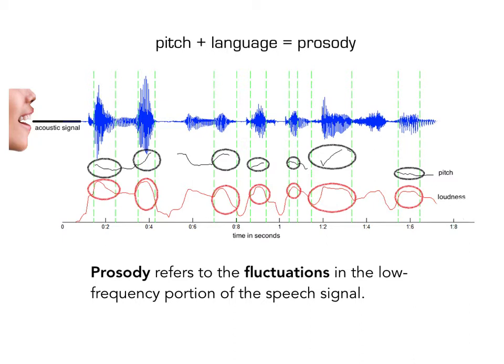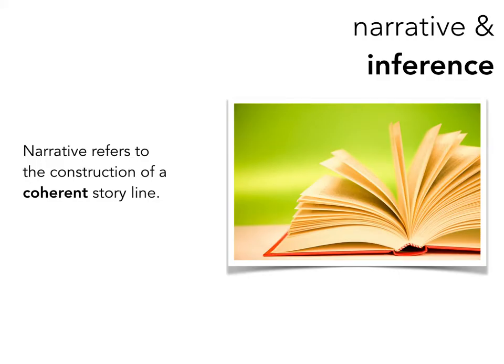Moreover, lesions to the right hemisphere, in the right frontal cortex in particular, can lead to a complete lack of prosody, similar to monotonous voices of salespeople on the phone. So the right hemisphere is really about this more global understanding of language. Related to that, narrative and inference seems to be processed in the right hemisphere.